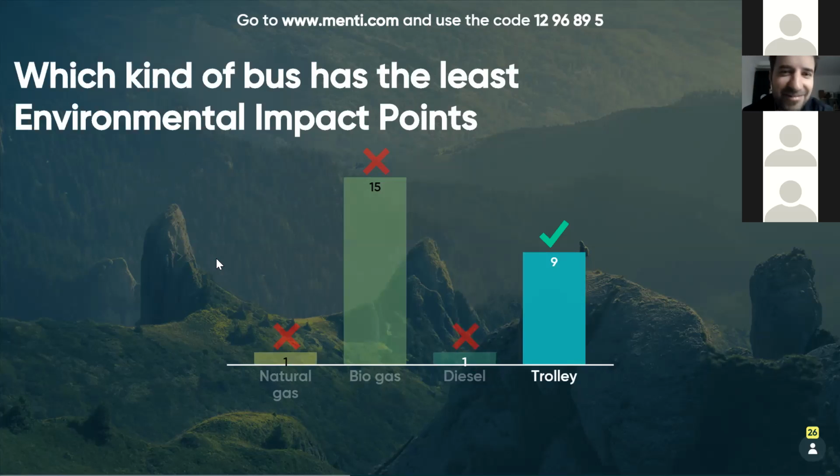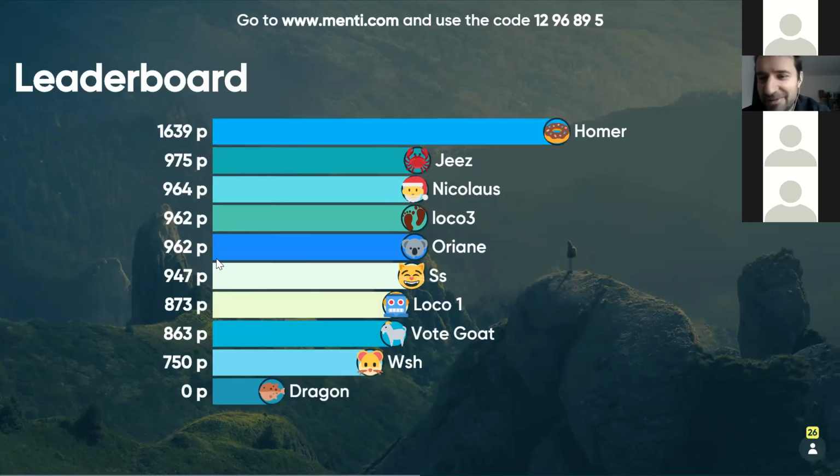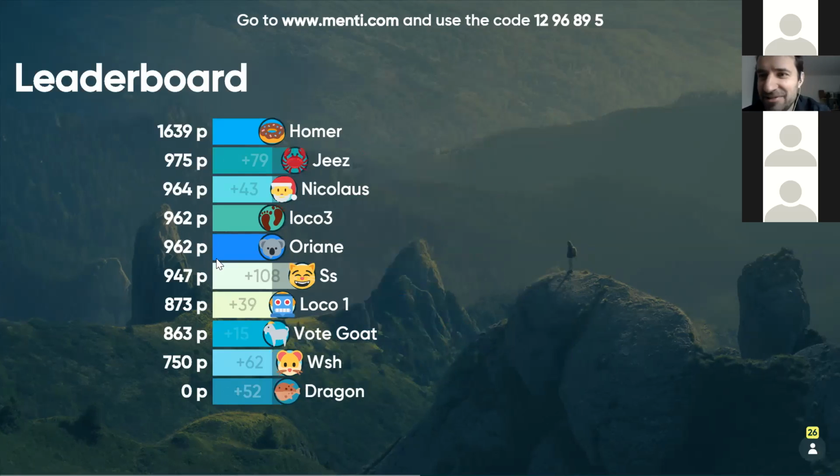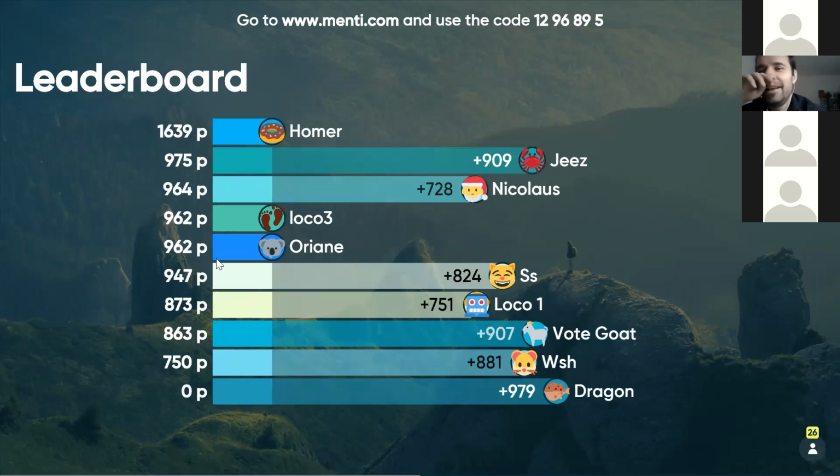Sorry, I forgot about the trolley bus. But the trolley bus is environmentally friendlier in total than the biogas bus. It's true. Sorry about this, I was already in the coffee break.